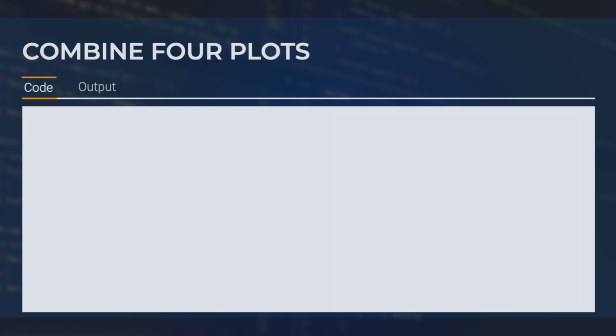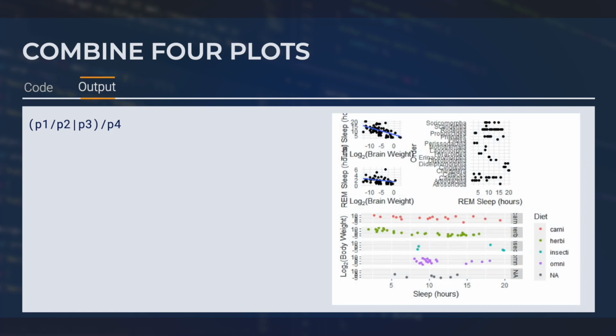Finally, I want to add in my final plot. I envision plots 1 and 2 in the top left corner, plot 3 next to them, and finally plot 4 across the bottom. To do this, I'm going to start with my parentheses. Plots 1 through 3 will go in the parentheses. I want plot 1 above plot 2, so I indicate this with a slash. I then use the vertical bar to indicate I want plot 3 to the right of plots 1 and 2. Finally, outside of my parentheses, I'll add a slash and plot 4. And here's what our final output looks like.